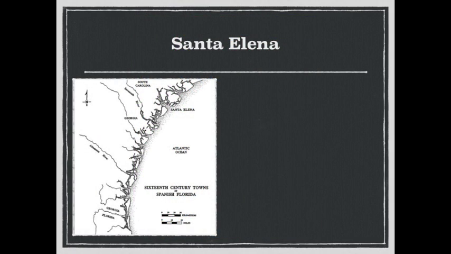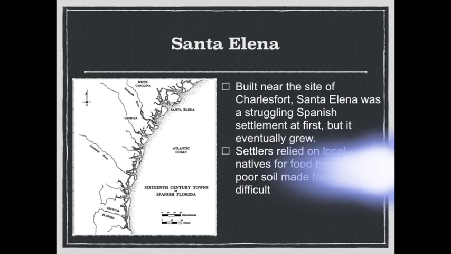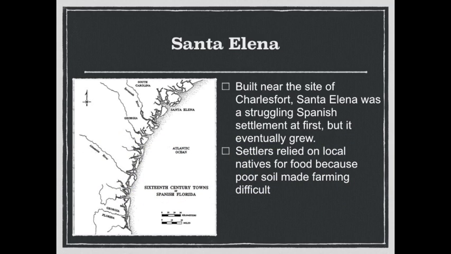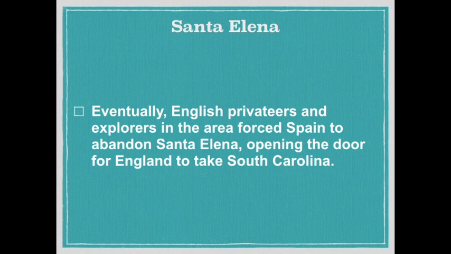So Santa Elena was the next Spanish settlement. It was built near the site of Charles Fort. Santa Elena was a struggling Spanish settlement at first, but it eventually grew. The settlers relied on local natives for food because poor soil made farming difficult. Of course, they treated the natives pretty poorly, and a force of 500 natives attacked the settlement, forcing the Spanish to flee. So they left. Eventually, English privateers and explorers in the area forced Spain to abandon Santa Elena, opening the door for English to take South Carolina.